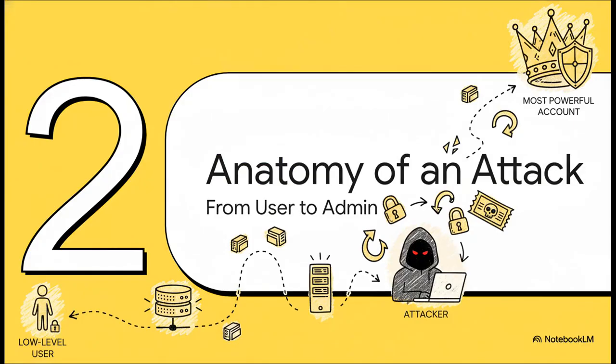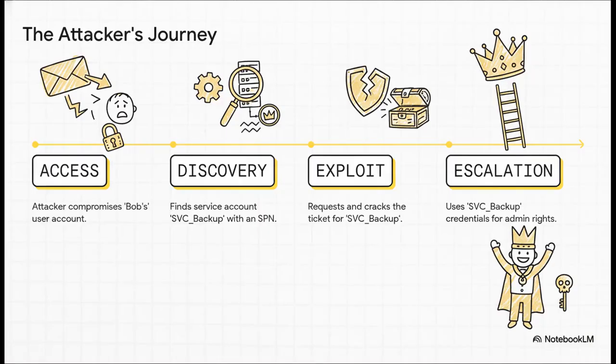All right, let's walk through what this looks like in the real world. We're going to follow an attacker's journey from a nobody on the network all the way to holding the keys to the kingdom. So it starts with getting a foothold. Maybe an employee, we'll call him Bob, clicks on a phishing link. Now the attacker has Bob's password. They log in, start looking around, and bingo, they find a service account called SVC Backup that has an SPN. They run the Kerberoasting attack, grab the ticket, and start cracking.